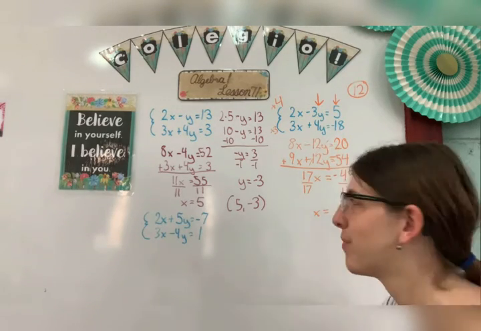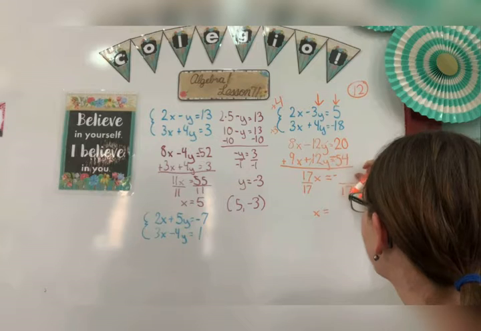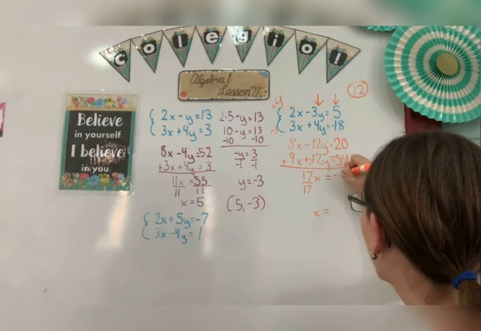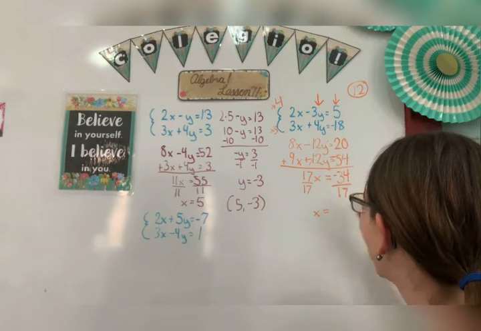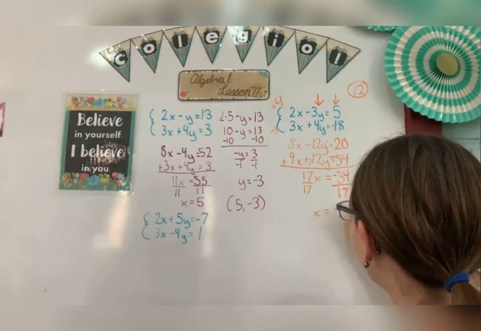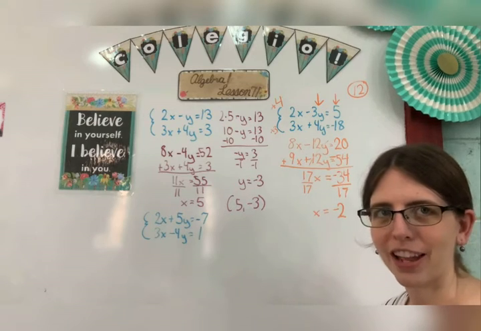So sorry about that. 20 plus a negative 54, we still subtract. 54 minus 20 is 34, and it's still negative, negative 34. Now we divide by 17. 34 divided by 17 is negative 2. So x equals negative 2. Now we're back on track.